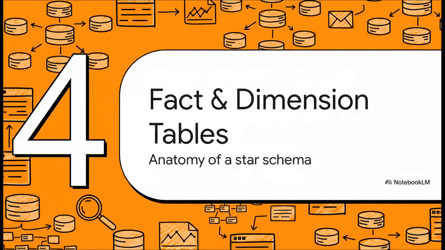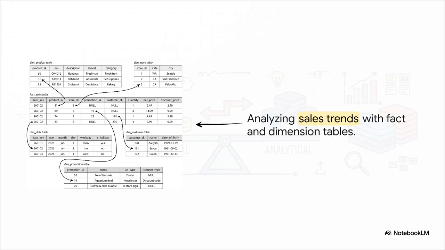Let's break that down in part 4, fact and dimension tables. Let's walk through how this actually works using our grocery retailer scenario. Right at the center is your fact table. Every single row here is an immutable event that occurred at a particular time, like a single product scanned at a register. It contains raw, unyielding numbers, quantity sold, tax paid, net price. It also contains foreign keys pointing outward.